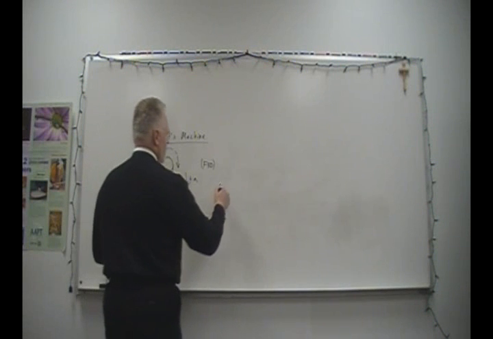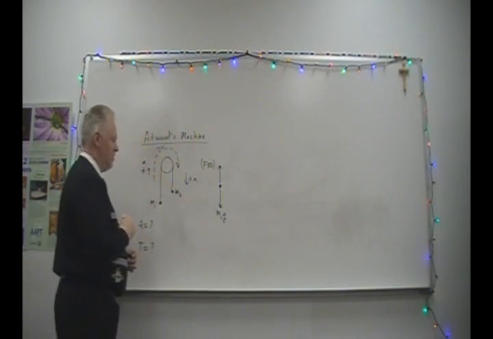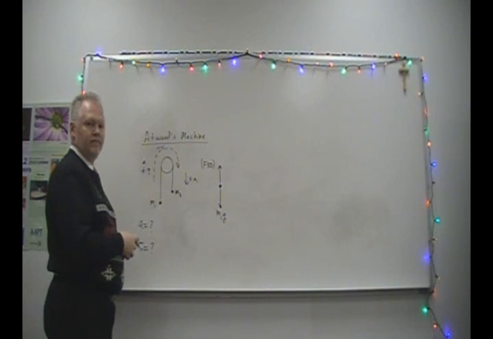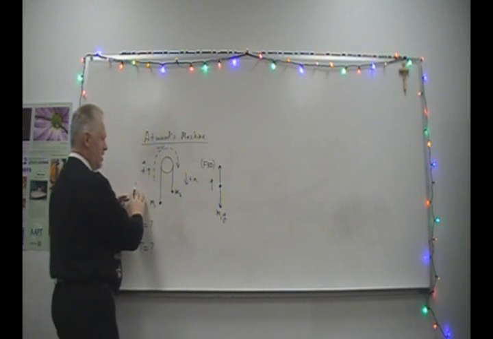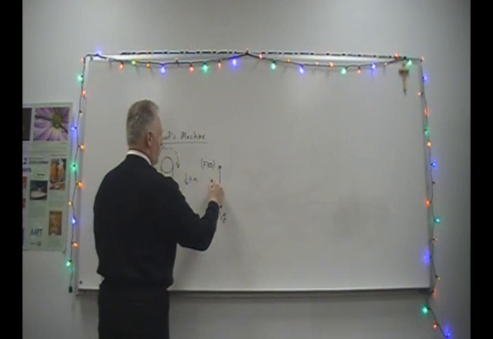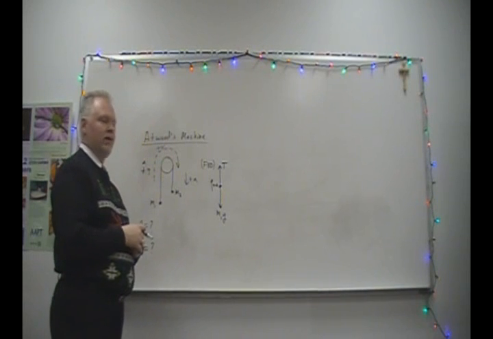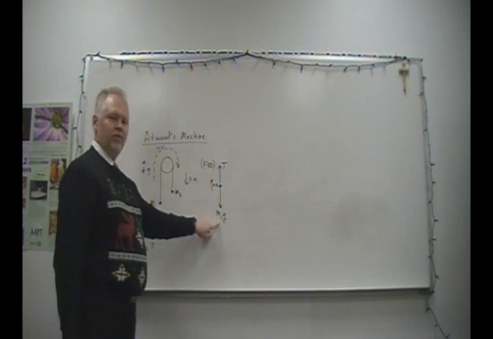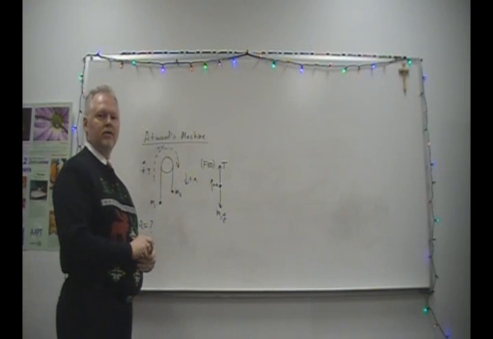And also what's acting on here is the tension in the rope. The tension is up, so the weight down, the tension up. And if this is accelerating upward, as it is on this side, then the tension here, which is a force, is greater than the weight. That's why it's accelerating upward. There's a net unbalanced force.